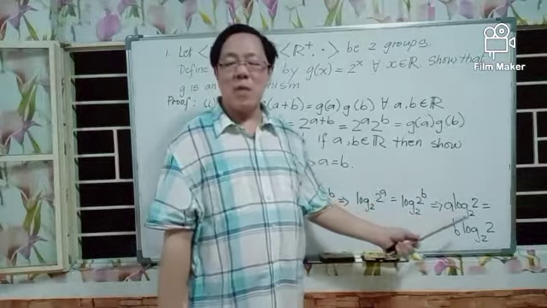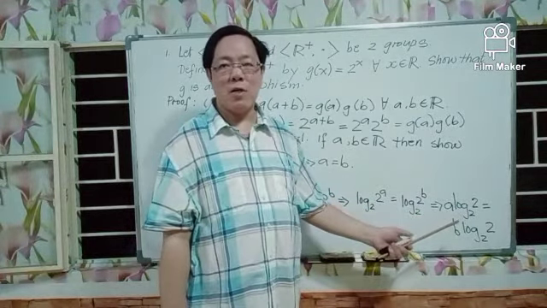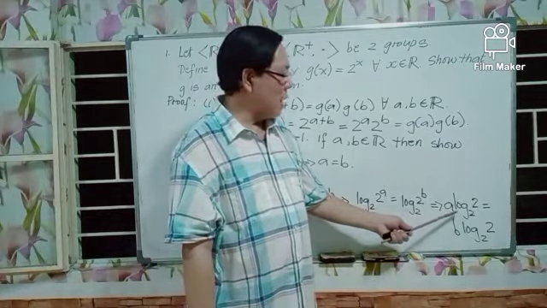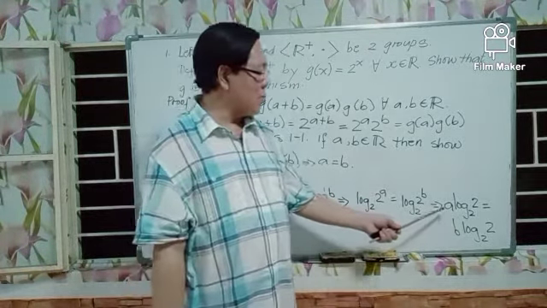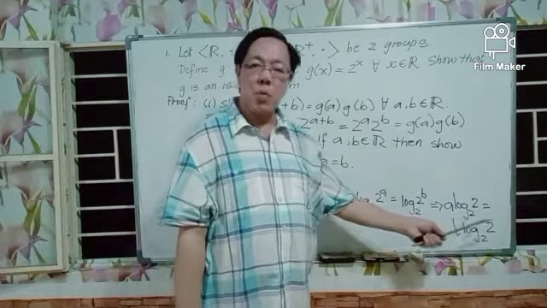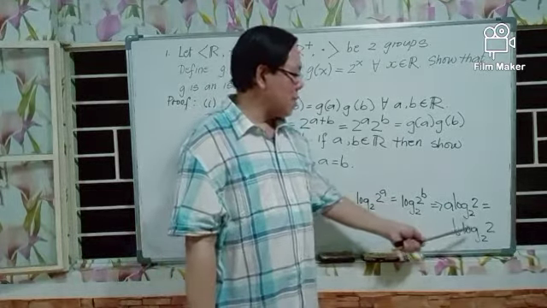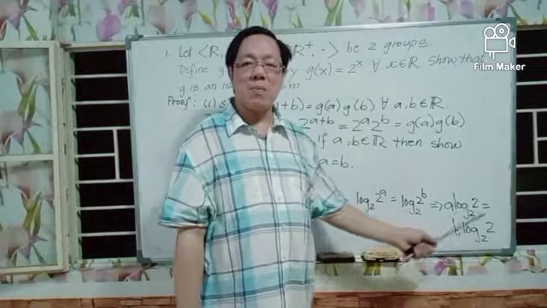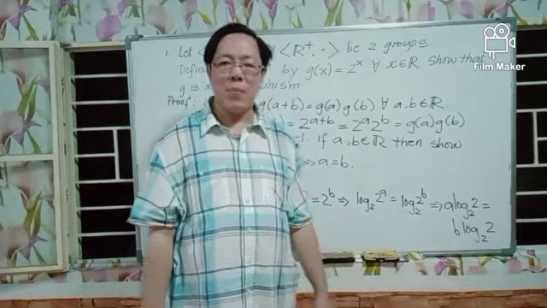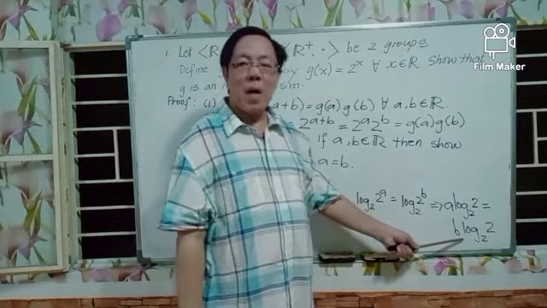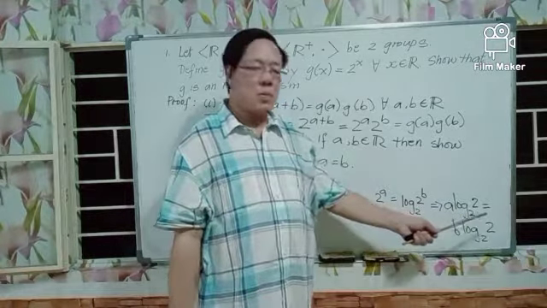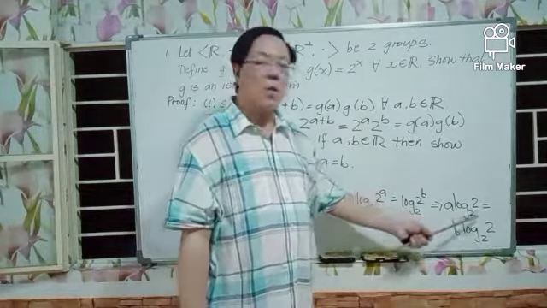But if you use ln, or natural logarithm, you have to divide. This would become a times ln of 2 is equal to b multiplied by ln of 2. And you can divide both sides by ln of 2, or here you can divide both sides by the logarithm to base 2 of 2, and you will get a equals b.